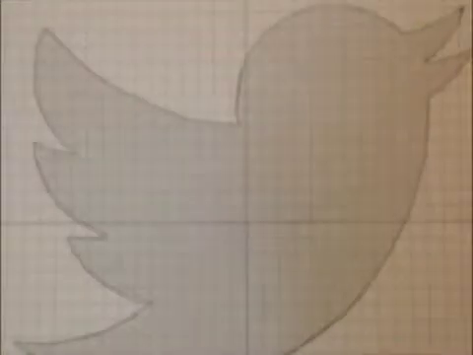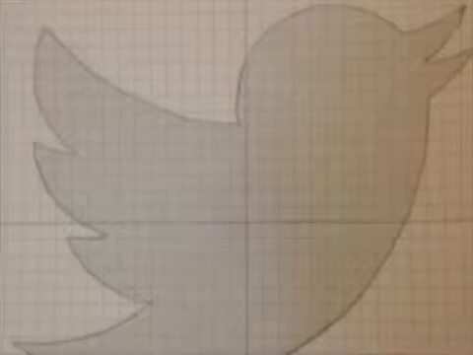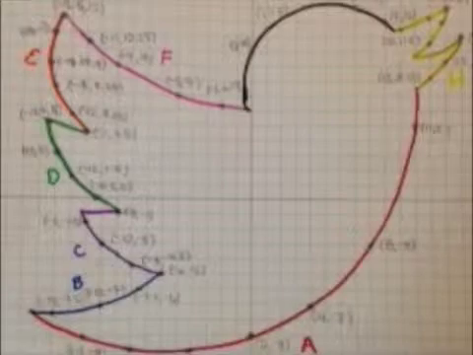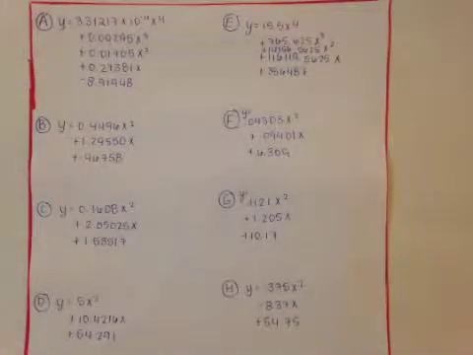First, I divided the graphing paper into 4 evenly sections. Next, I traced the Twitter logo on the graph. Then I identified its appropriate points and used markers to color code each line. And finally, I calculated each line to see what type of function best fit.